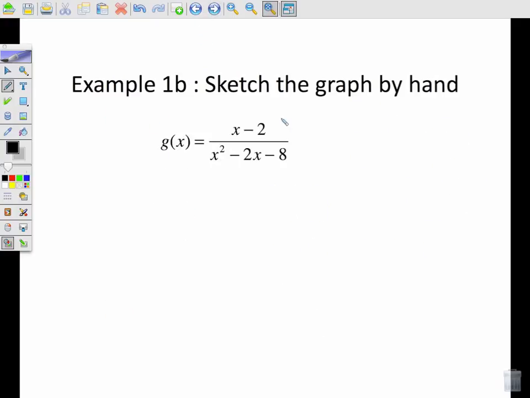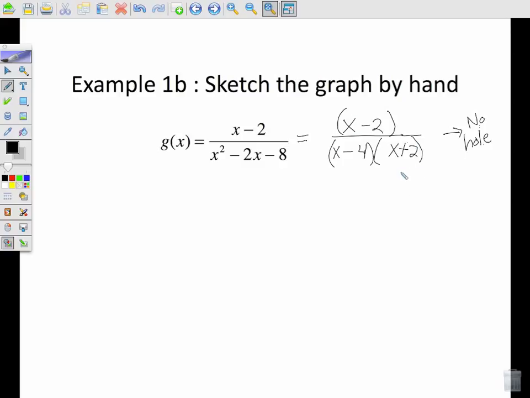All right, let's look at another example. The first thing that you're going to want to do is write the expression in factored form. So I can go ahead and write my numerator as x minus 2 in parentheses, and the denominator does factor. It factors to x minus 4 and x plus 2. Even though we factored this, there's no indication that I can cancel from top to bottom. There are no holes. We do not have a hole in this graph.